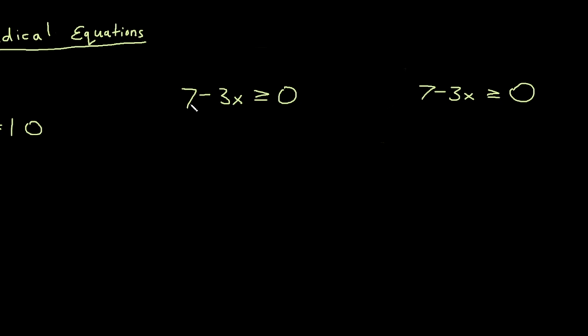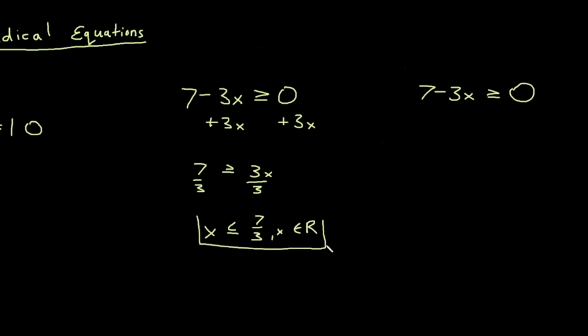So we see that we have a positive 7 and negative 3 times x, so we'll add the 3x to the other side. So that we'll have 7 is greater than or equal to 3x, divided by 3 to isolate for x. So we have x is less than or equal to 7 over 3, such that x belongs to real. Now this is probably the easier way to do it.